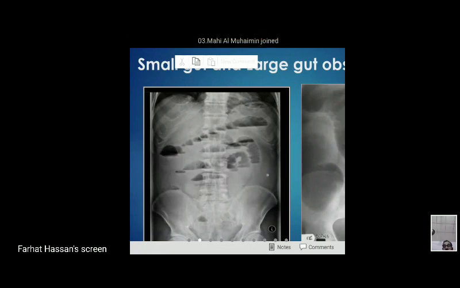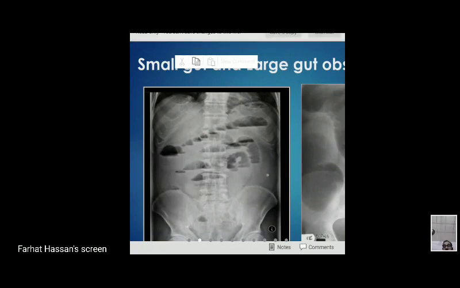So now come to the points. What are the cardinal features of intestinal obstruction?